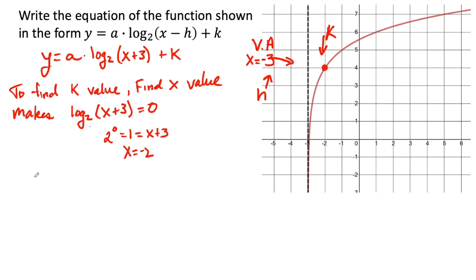So at -2, 4, we're 1 away from the vertical asymptote. That's actually going to give us our k value. And so now we know y equals a times log base 2 of x plus 3, plus 4. So to think of the k value, it's going to be the y value of the graph 1 unit away from the vertical asymptote.